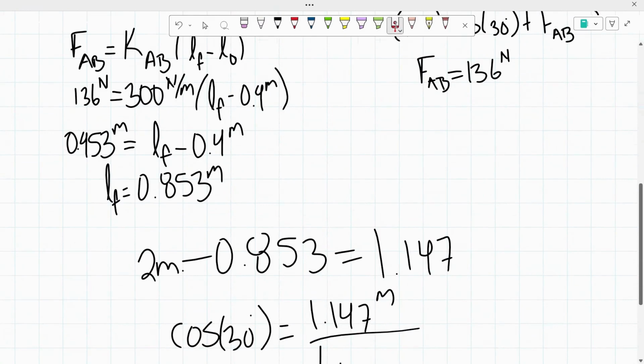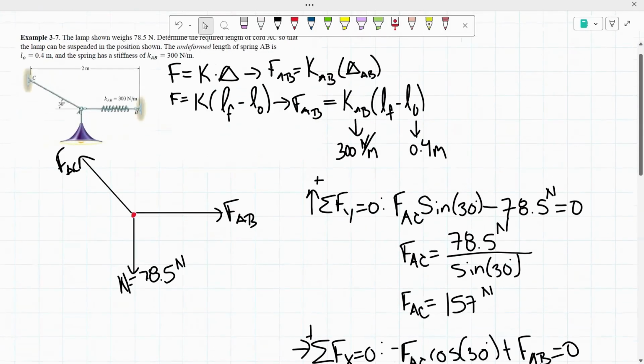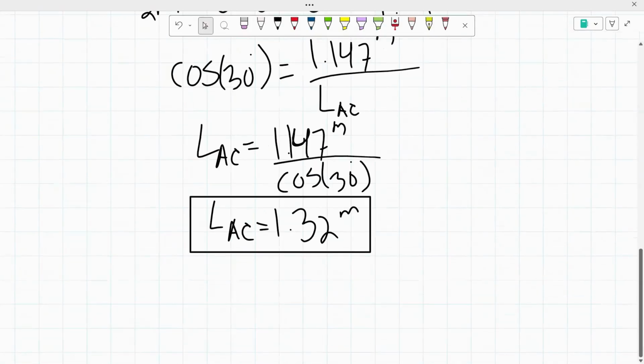So by finding the force of AB, we were able to find the final length of the spring, which was right here. And since we found the length of the spring, we were able to subtract it from the total length of 2 meters, giving us that 1.147 meters, which was this side of the triangle. The overall purpose of this example was to find the required length of this side. So once again, we used cosine since we had the adjacent side of that triangle, and we were trying to find the hypotenuse side. And using cosine, we were able to find the required length of AC.